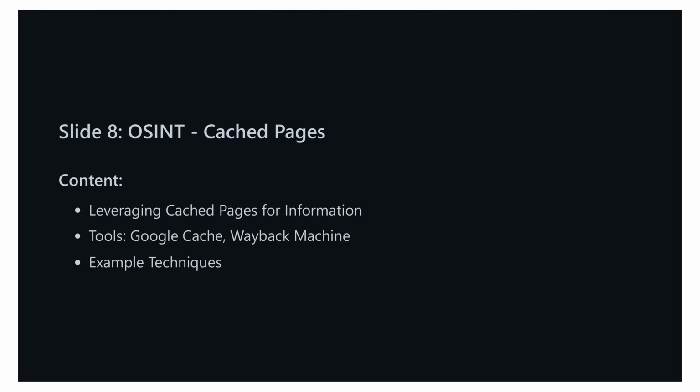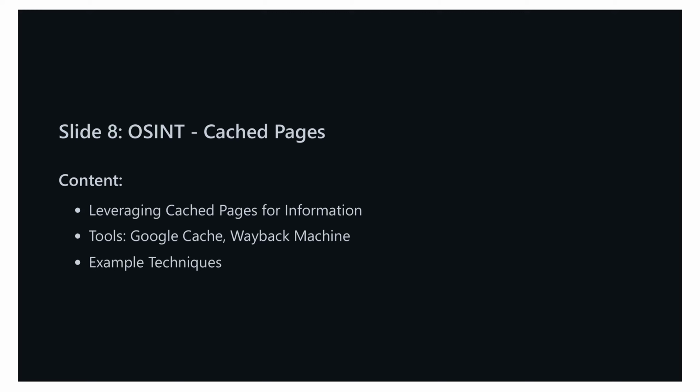Building off our previous discussion on DNS lookups and the useful tools like NSLookup and dig, let's delve into another valuable OSINT technique: leveraging cached pages. When investigating online, cached pages can be a goldmine of information, especially if the original pages have been altered or taken down. Utilizing cached pages allows us to retrieve and analyze previously available content. Two primary tools we can use for accessing cached pages are Google Cache and the Wayback Machine.